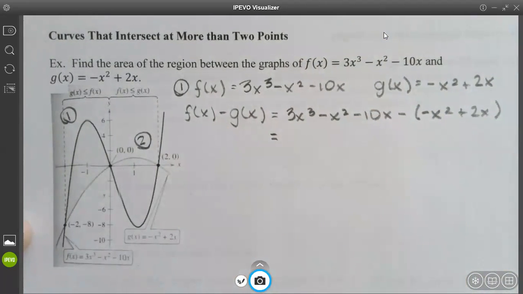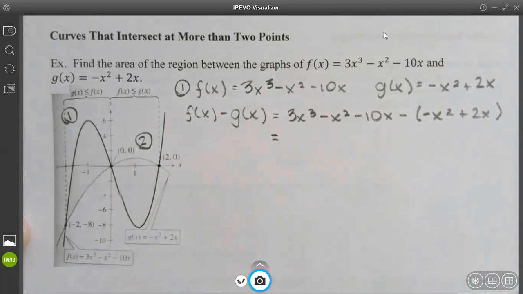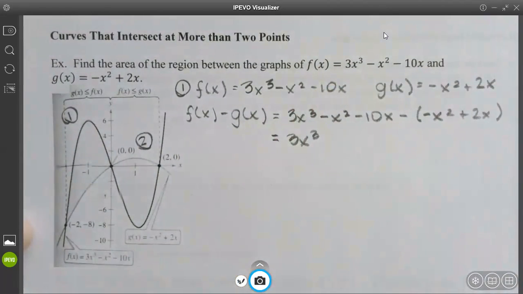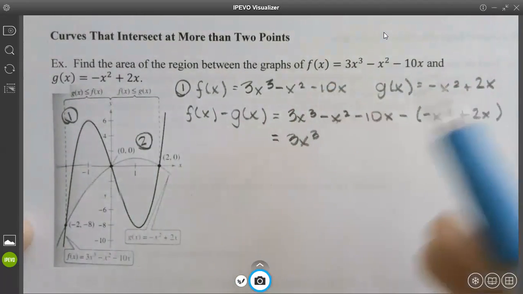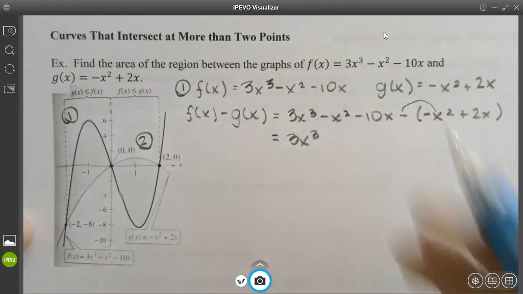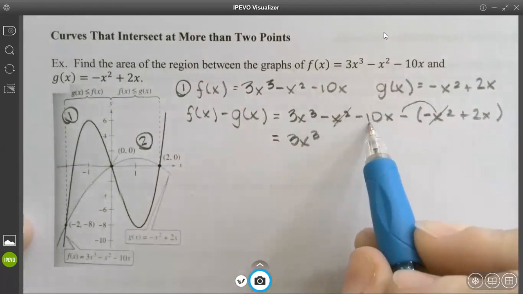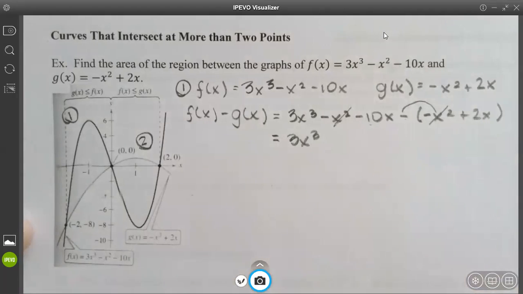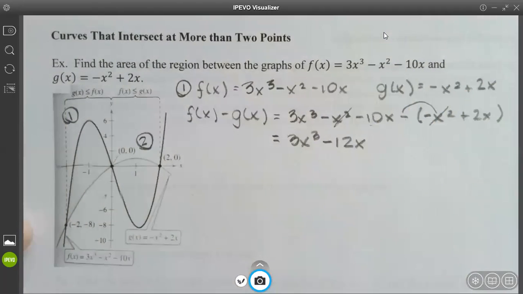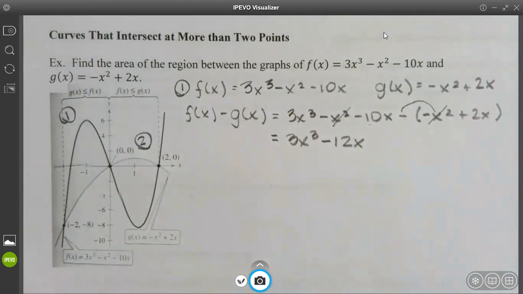I'm going to simplify, distribute all at the same time. Our highest power is x cubed, so we have 3x cubed. We have a negative x squared right here. When I distribute my negative, I get a positive x squared. So what happens? They cancel out. And then I have negative 10x minus 2x. If you set this equal to 0, you will find those two intersections. Everybody got it? Very good.